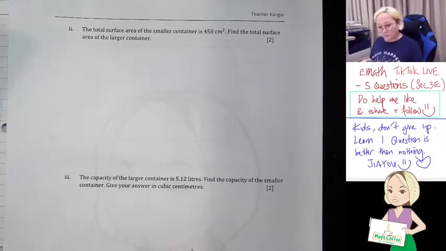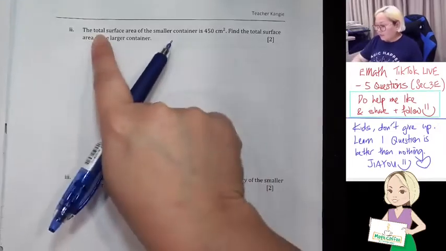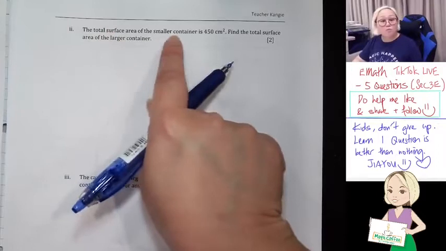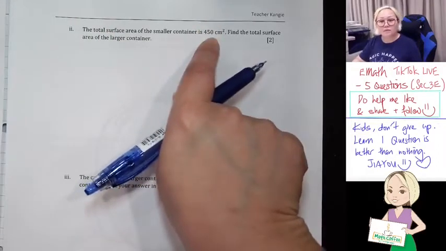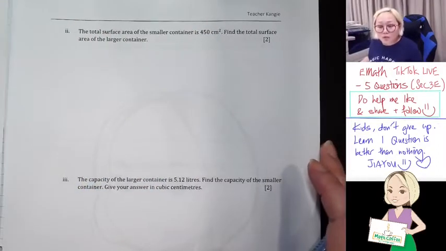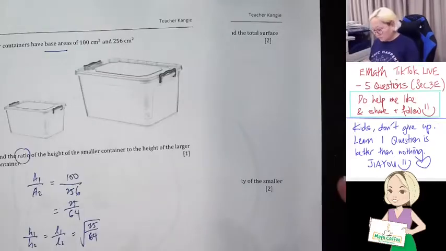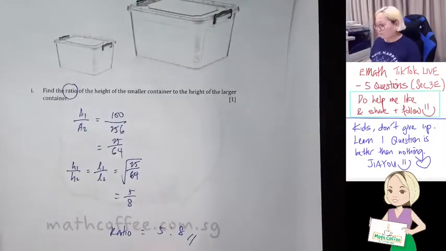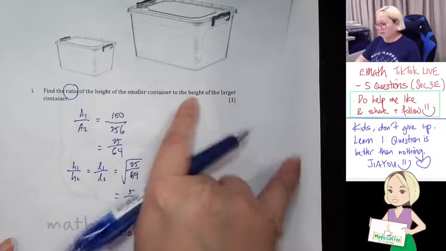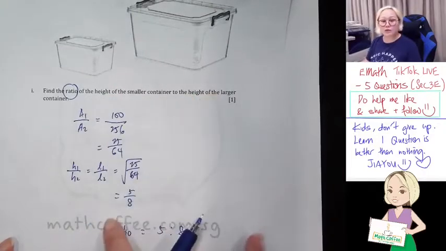Okay, come. So over here, next, the total surface area of the smaller container is 450. Should it be 5/8 squared if it's in indices form? No, I don't have to square it, because this one is the height. Height ratio is the same as length ratio.